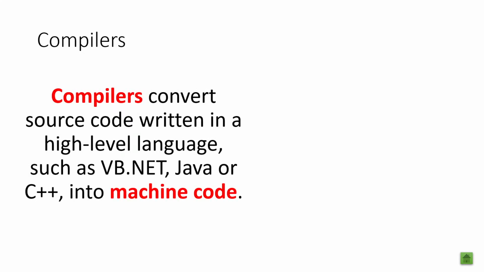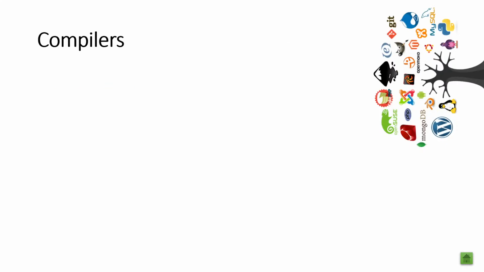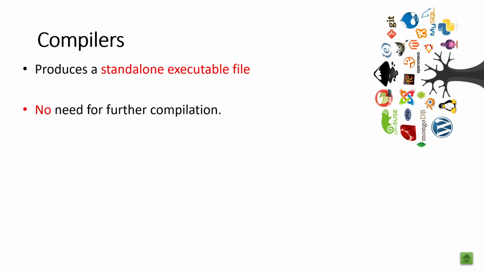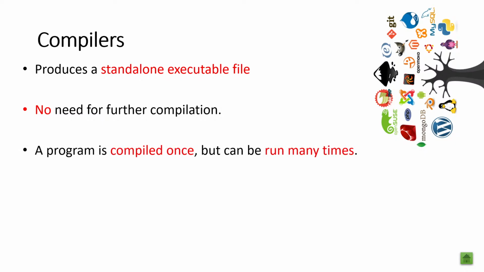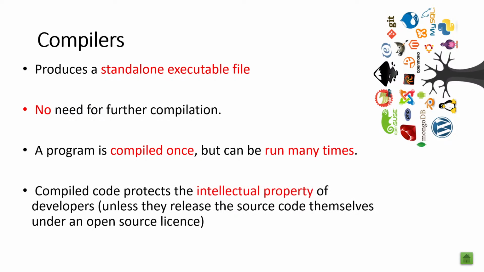So compilers convert source code written in high-level languages into low-level languages. Now, compilers produce a standalone executable file. There is no need for further compilation, and the program is compiled once but can be run many times, and that's really useful. It also makes it really easy and straightforward for distribution. And compiled code protects the intellectual property of the developer. That's useful, especially if you're developing your own software.